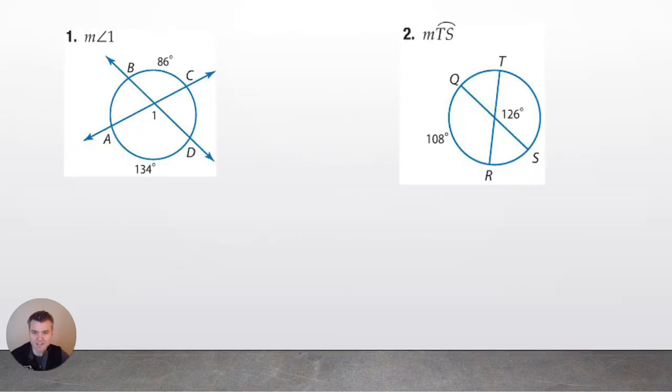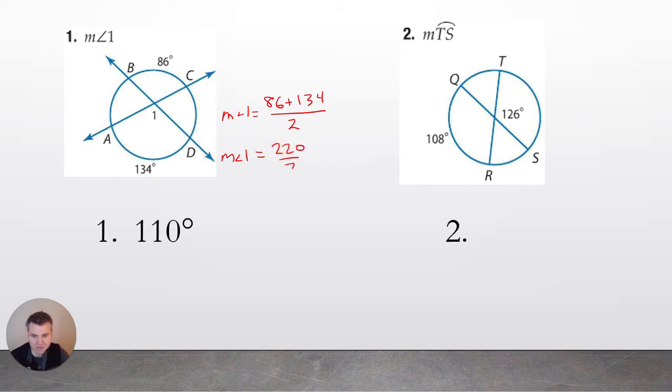Moving on to 10.6. Number 1, we had to find the measure of angle 1. You should have got 110 degrees. Let's look at that. We know that these are vertical angles, so the measure of angle 1 is the average of 86 plus 134. So 86 plus 134, that gets me 220. 220 divided by 2, that gives me 110 degrees.